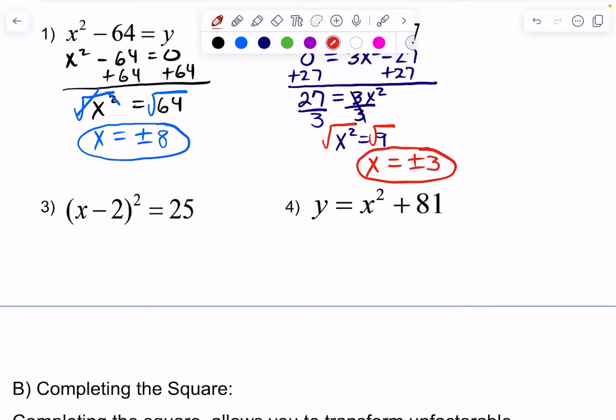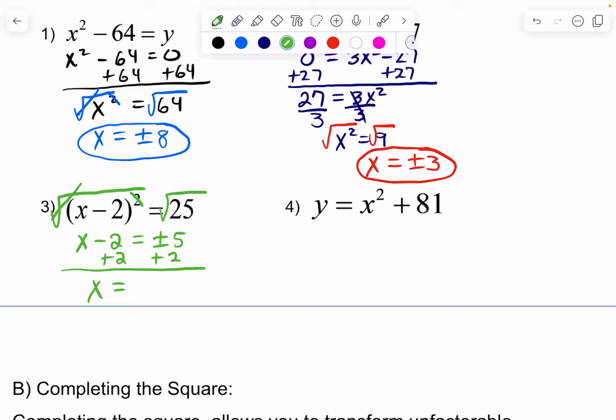Okay, now sometimes you have a binomial that's being squared or a multi-term polynomial that's being squared. You eliminate that power of 2 the same way. We're going to go ahead and square root both sides because the square root and the power of 2 cancel, leaving me with x minus 2 equals plus or minus 5. I'm going to add 2 to both sides, and please remember here that x equals positive 5 plus 2, and negative 5 plus 2. So x will equal 7 and negative 3.